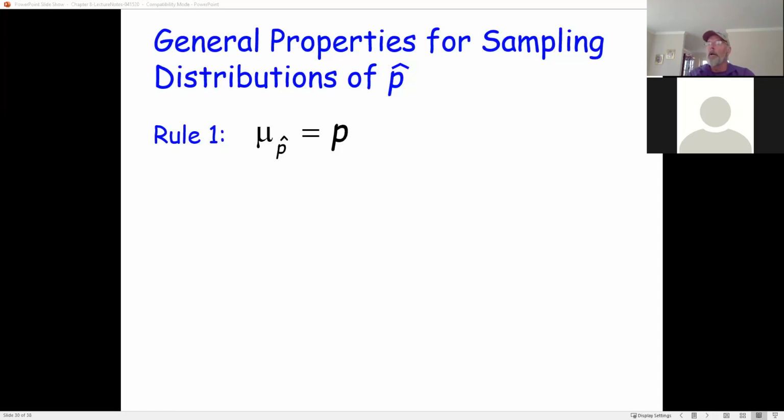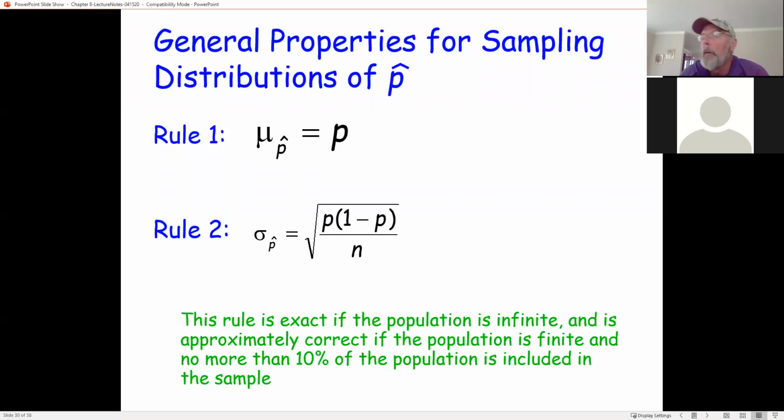So rule number 1 is mu sub P hat is equal to the population proportion. Here is the statistic, P hat, and this is the parameter P for the population proportion. And then we also have a rule that goes along with the standard deviation of P hat.